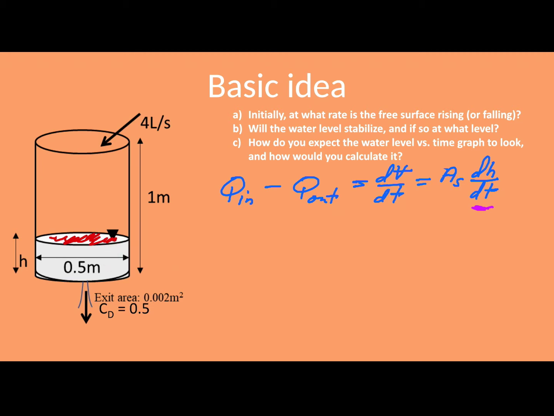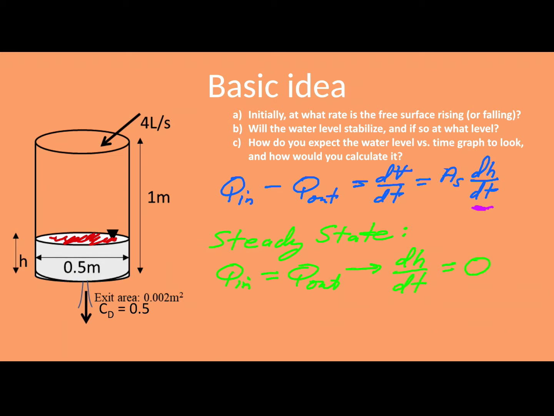And what could happen, if there's enough room in the container, is that this system could reach a steady state. So a steady state effectively means that the inflow minus the outflow is 0. And if that's true, we have Q in is equal to Q out, and therefore the water level will not change anymore. So dH/dt is equal to 0.